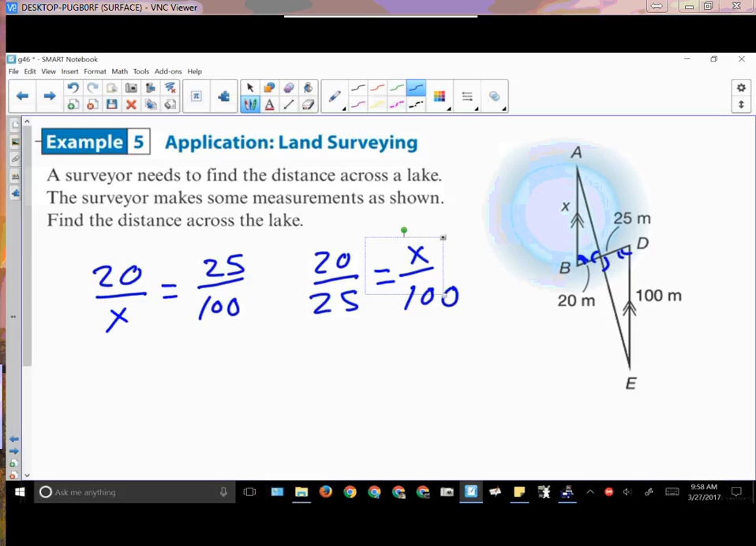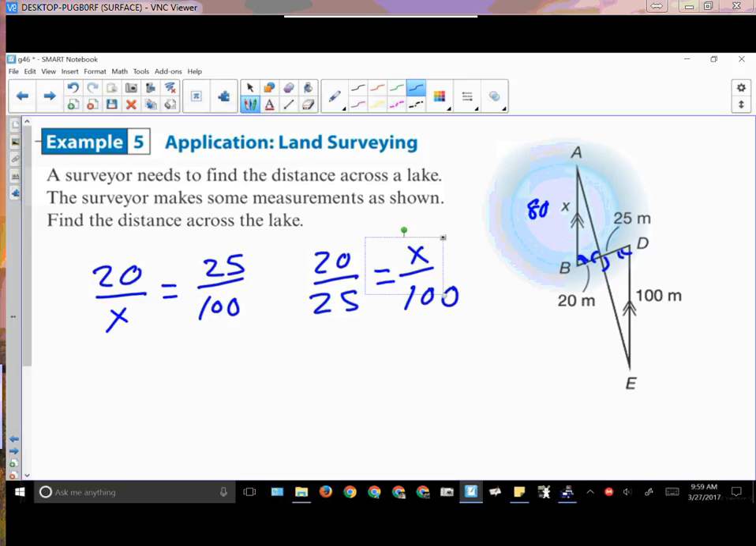So, how far is it across the lake? 80. Yeah, just multiplication by 4. And they always tried to use easy numbers like this, make life a lot easier for them when they're trying to do their calculations. So that means across the lake would have to be 80 meters. It's not really a big lake, is it?